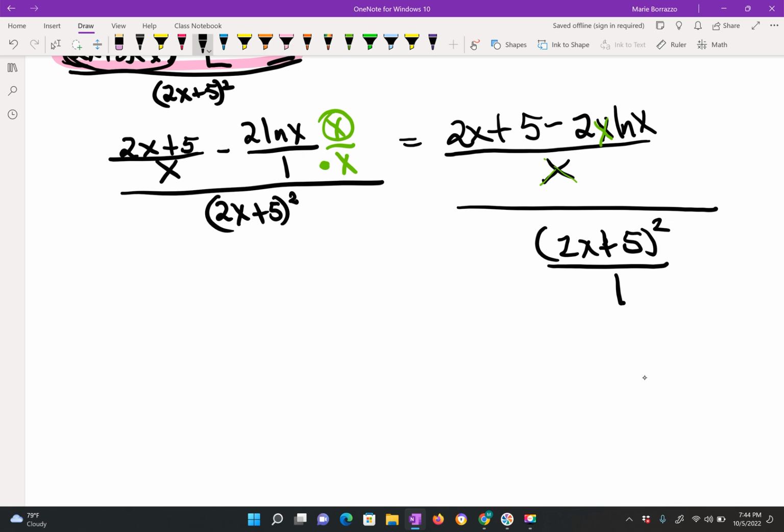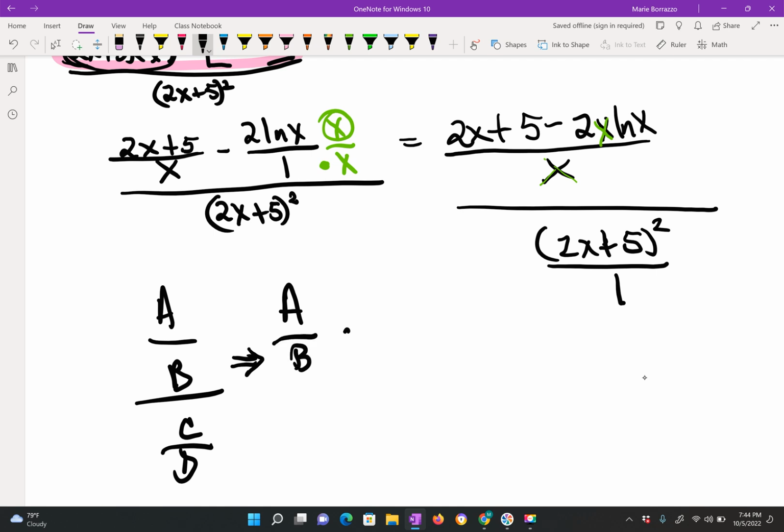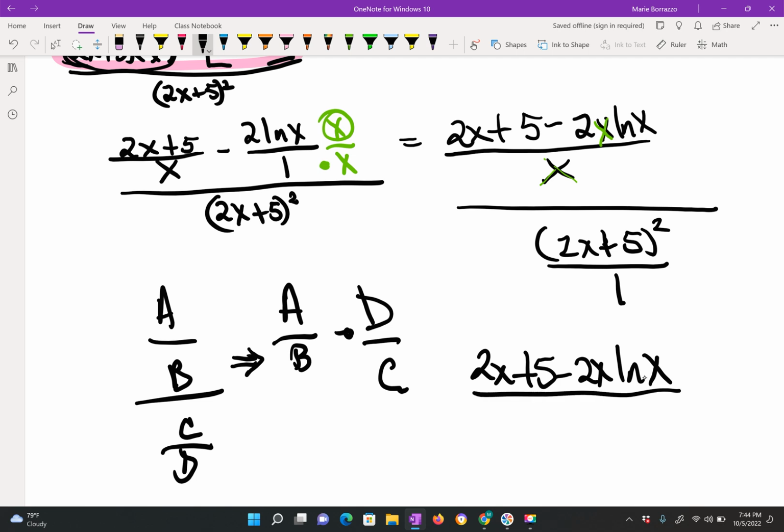So if you remember, when you do fractions, I don't care what the fraction is, if you have a over b divided by c over d, the rule of thumb is you keep a over b, you change to multiplication instead of division, and then you flip the fraction. So in our case, we're going to keep 2x plus 5 minus 2x natural log x over x. We're going to multiply that against 1 over 2x plus 5 squared.